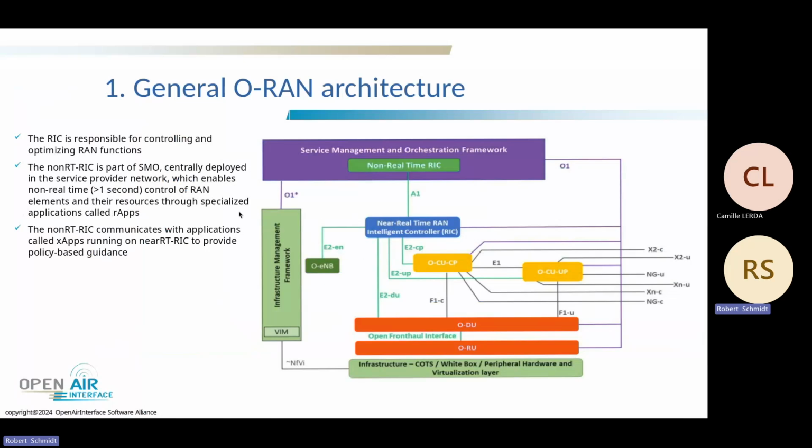Then what they overall have in this architecture is also the infrastructure, so some hardware on which everything runs. There is also a management framework to manage this infrastructure. And one of the overarching things is the service management and orchestration, which has this O1 interface on top. So E2 is more for control, while O1 is more for management and starting these entities. For example, inside the service management and orchestration, you also have the non-real-time RIC.